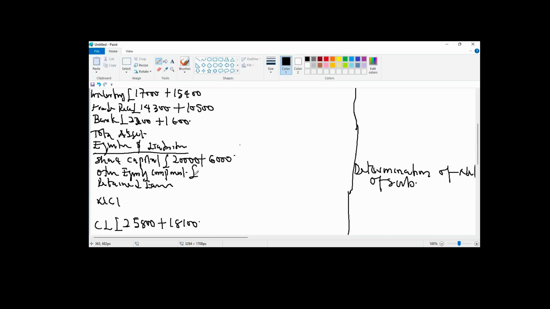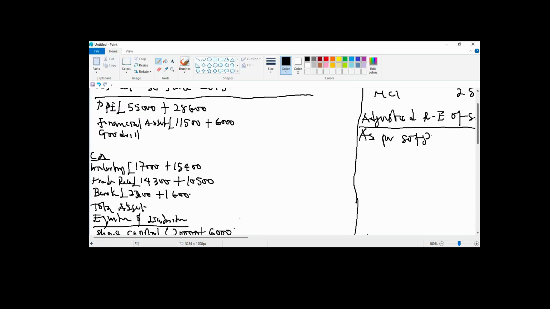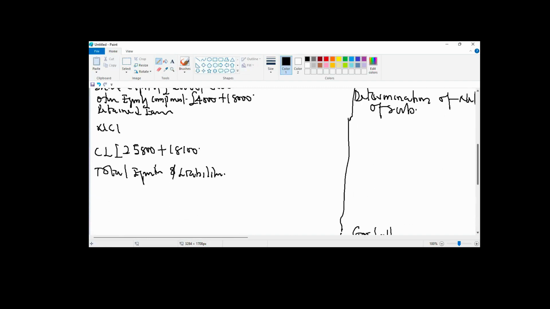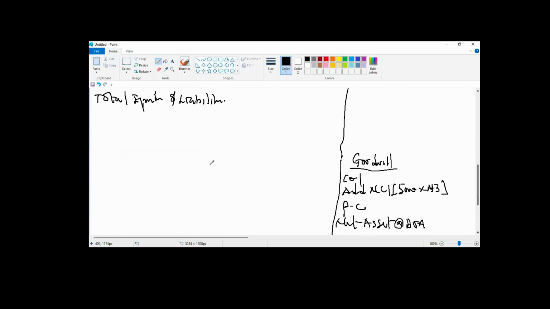What is the other component of the parent? 4,000 plus 18,000. Recorded. I'll go to the goodwill and post the cost of investment for the goodwill. 24,000. Because that is not the only cost of investment you use. Say in addition, that is it.